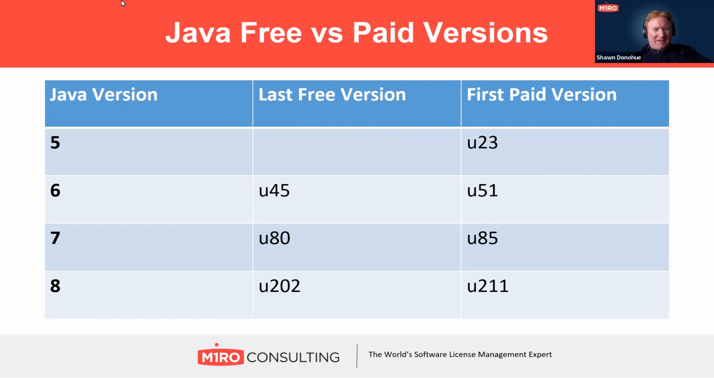Java 7, which is in extended support. I think I have to check the next page. The last free version is 80 and the first paid version is 85. And for Java 8, which is the most common these days, the last free version is 202 and the first paid version is 211. And again, we'll send you this after. Don't kill yourself writing it down. Next slide.